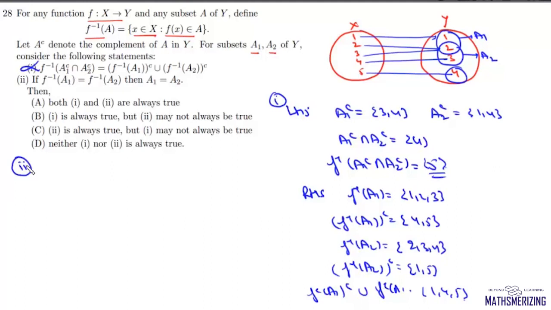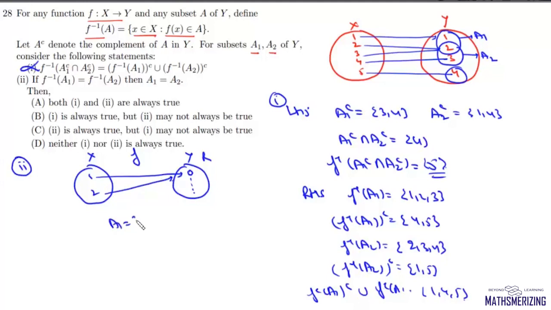Now for the second one, when it says F inverse A1 equals F inverse A2, then A1 equals A2, we'll consider again a function F defined on x to y. Suppose x has two elements 1 and 2 and y is the set of all real numbers, so it'll have 0 and all other numbers. Now we have defined this function such that 1 is mapped to 0 and 2 is also mapped to 0. Now let us consider A1 as {0, 1} and A2 as {0, 2}.